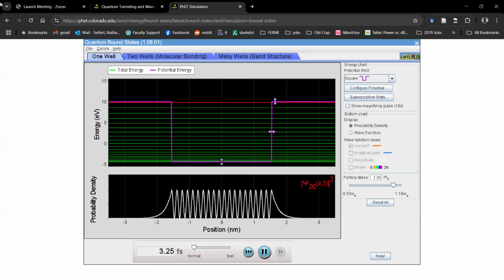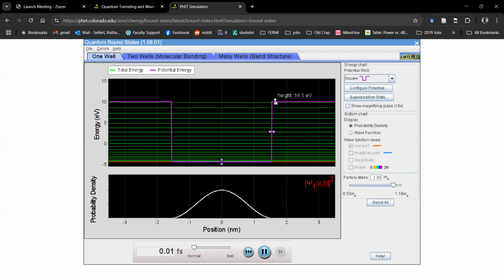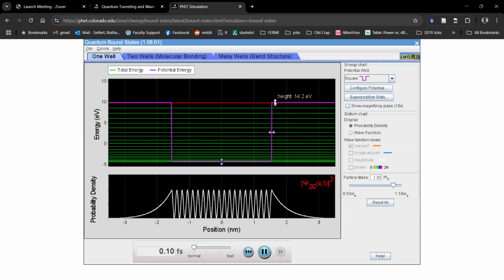And so you can start to see that now there's some non-zero probability outside the box as I get closer and closer to this threshold. And eventually it will just blow up to the point where the state will become unbound and then become a free particle, right? So right here is a good example. You have to be very careful with it. Here I'm right at the threshold.